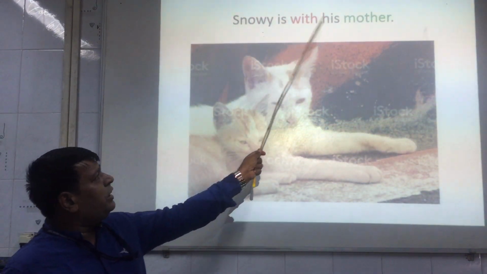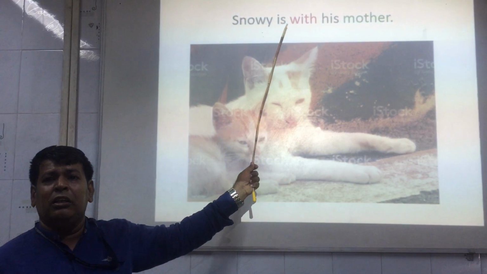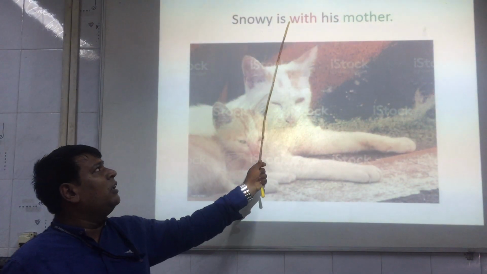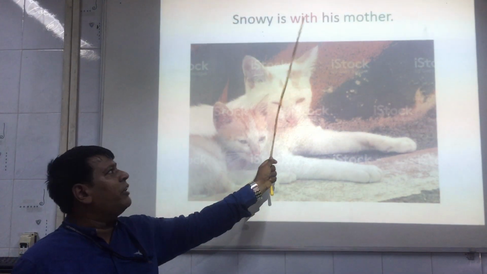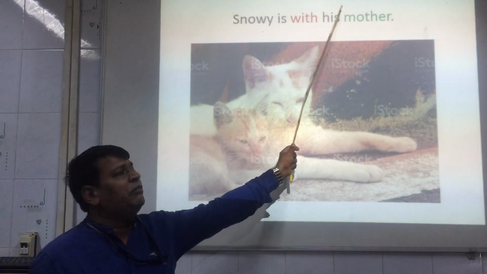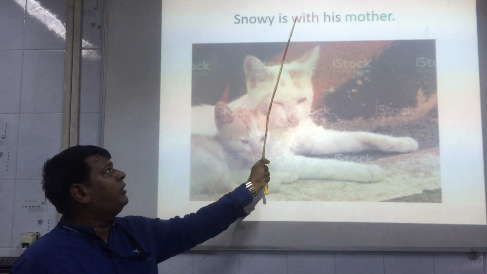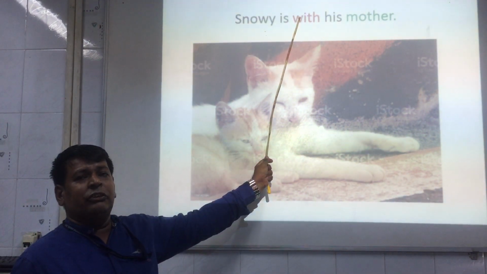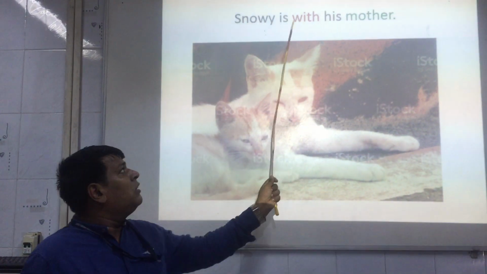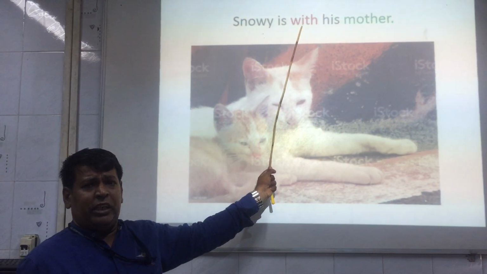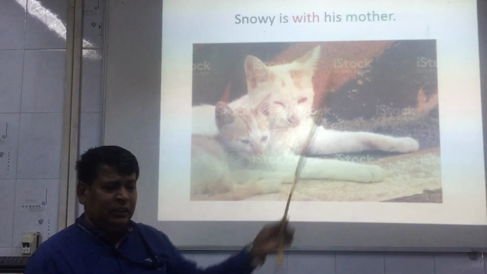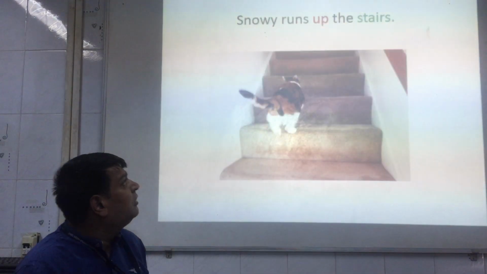Snowy is with his mother. I repeat again. Snowy is with his mother. Now here the red color is with and the green color is mother. That is a noun. Now with is a preposition and mother is a noun. Now with is a preposition which shows the relationship between the Snowy and his mother. Now, as preposition is always followed by a noun, so with is followed by mother. Is that clear? See the next example now.